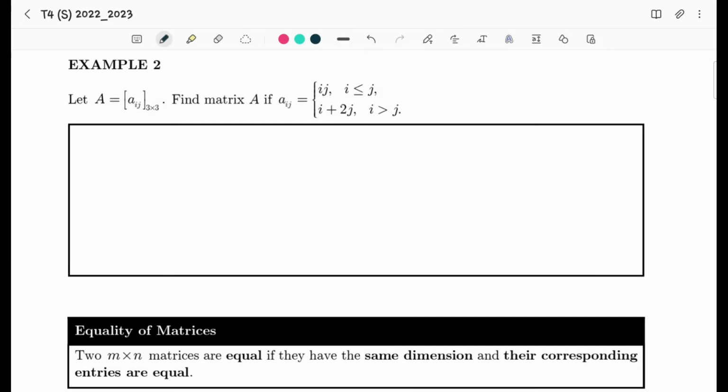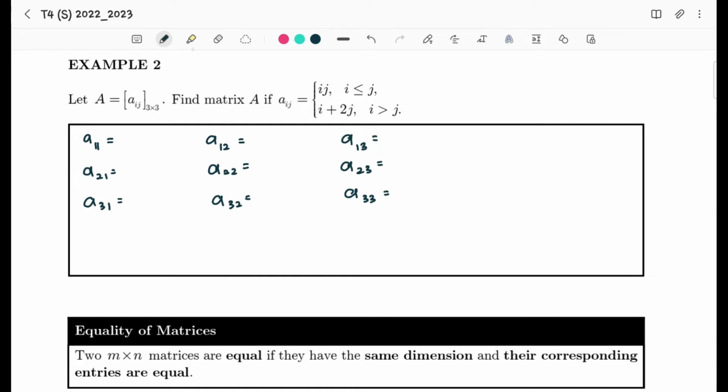Example 2, let A equal aij, where A is a 3 by 3 matrix. Find matrix A if aij is such. This is the condition given. So you know that A is a 3 by 3 matrix, so you'll have 9 entries altogether. I've listed down all the entries, a11, a12, a13, and so on. Let's focus on the first entry, a11, where i is equal to 1, j is equal to 1.